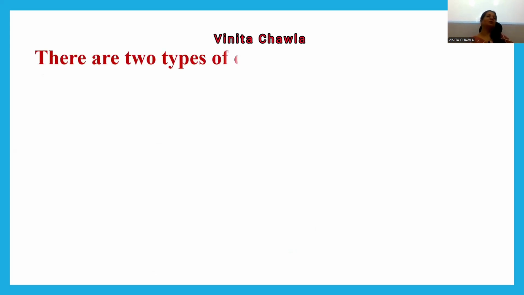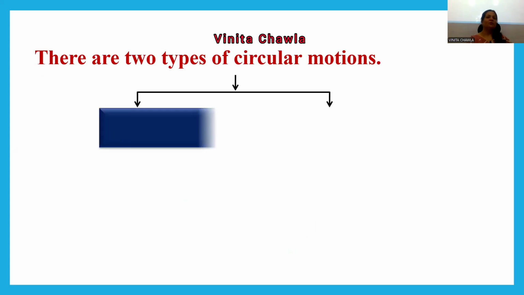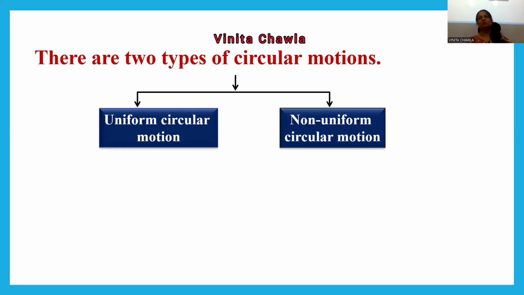So what do you know about circular motion? You have read circular motion in class 9 as well, right? What do you know about circular motion? When an object moves in a circle, then its direction changes at every point. Okay? And there are two types of circular motion. One is uniform circular motion. You have read uniform circular motion in grade 9. And second is non-uniform circular motion.